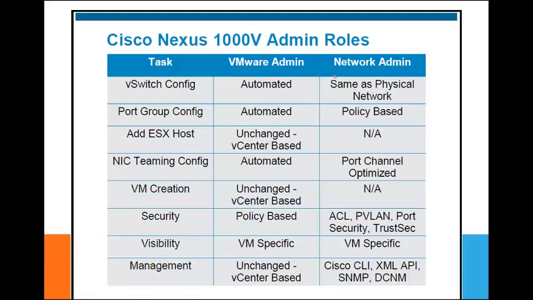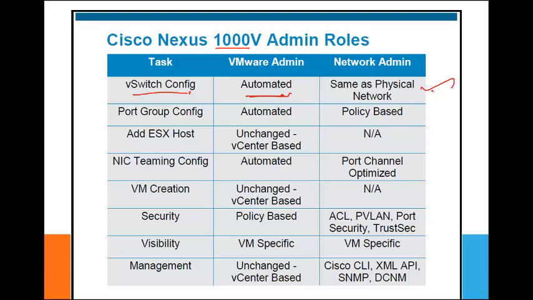And here the VM admin, in vSwitch configuration, has nothing to do. It's taken care of by the network admin. Through 1000V we configure the switch, so it starts working the same as a physical network: as we configure through CLI, we configure here also.